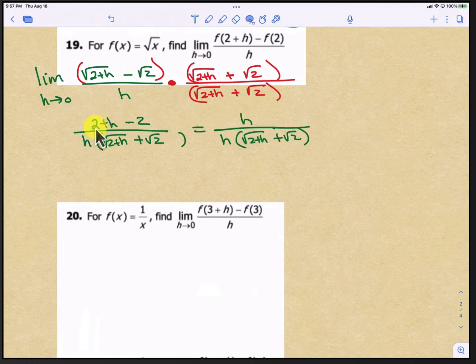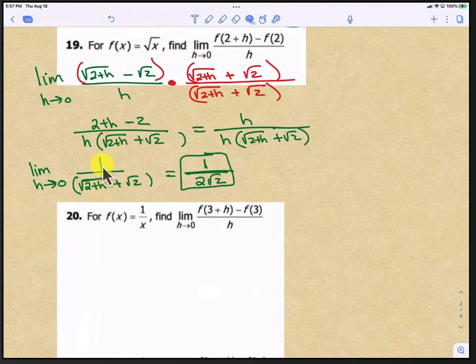In the top, 2 minus 2 cancels out, leaving you with just the h. The h on the top and bottom now cancel each other, and so now we have 1 over square root of 2 plus h plus the square root of 2, and that's the limit as h approaches 0. Doing direct substitution, replace h with 0, and you're going to end up with 1 over square root of 2 plus square root of 2, which is also known as 2 square root of 2. So the final limit is 1 over 2 square root of 2.